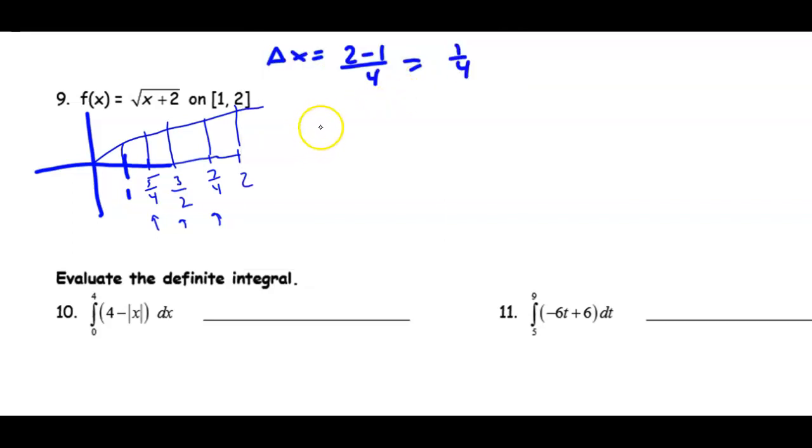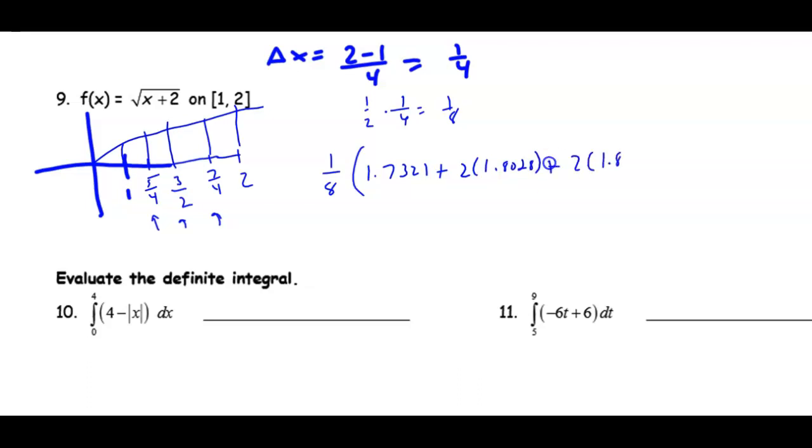And we're going to do 1/4 times 1/2 is 1/8. So we do 1/8 times the first height was 1.7321 plus 2 times 1.8028 plus 2 times 1.8708 plus 2 times 1.9365 plus 2. All right, so now we need to do this.